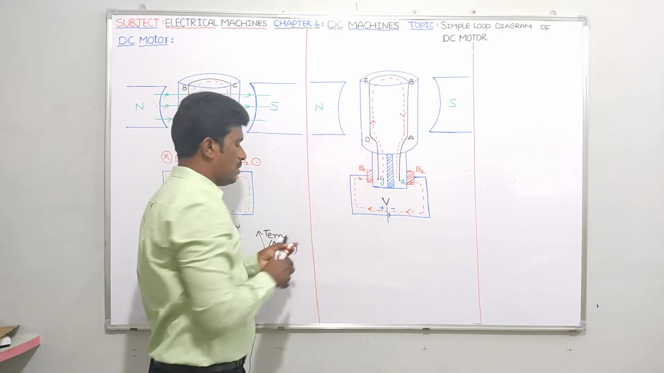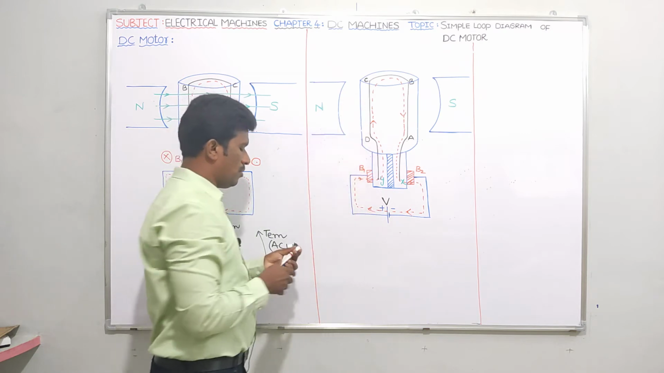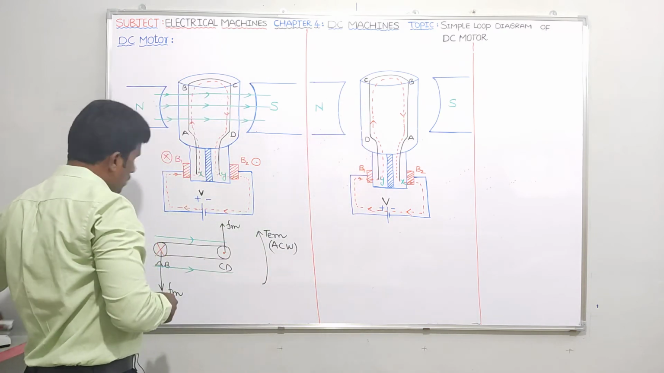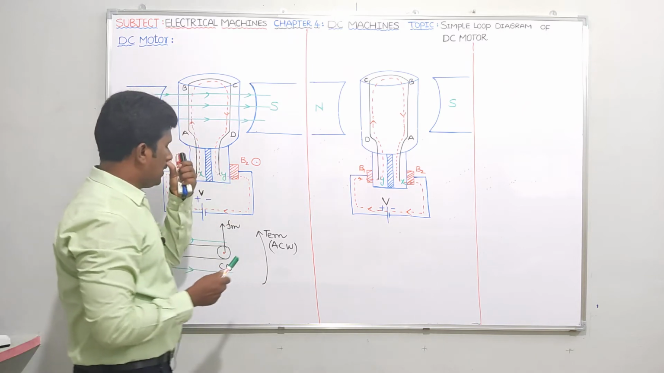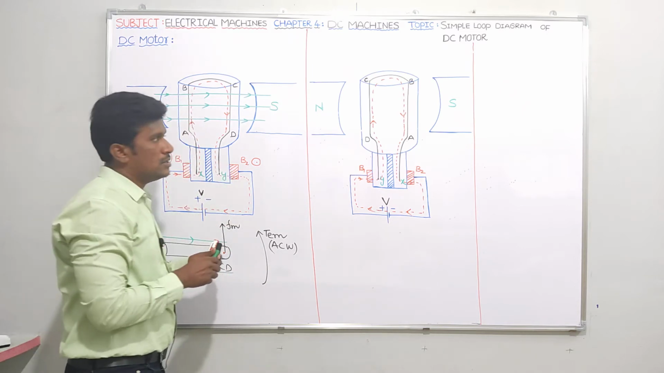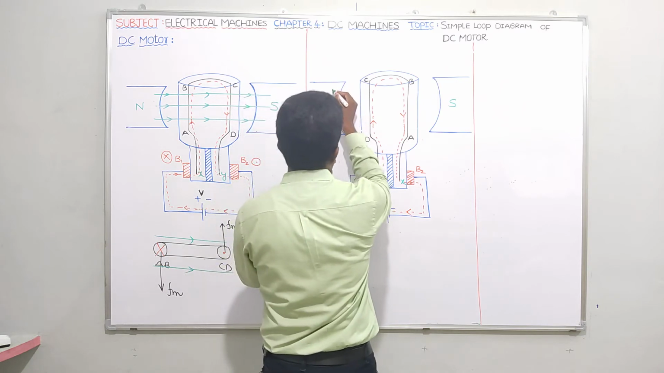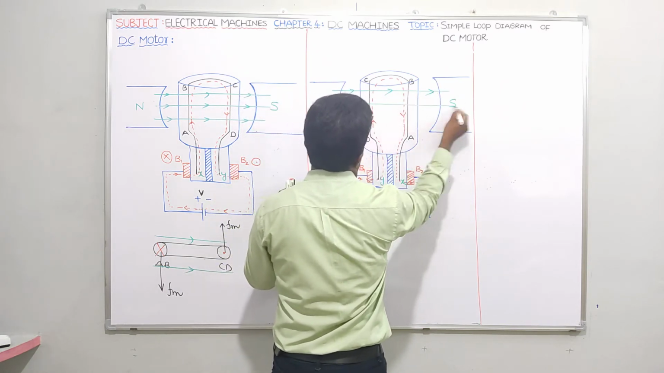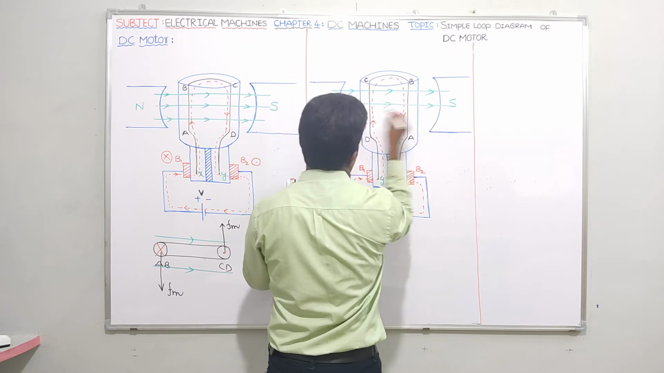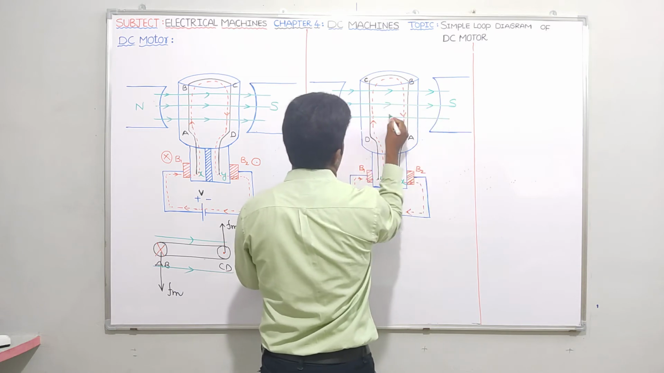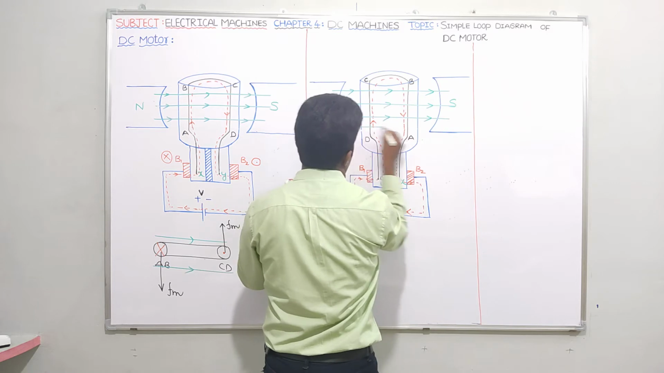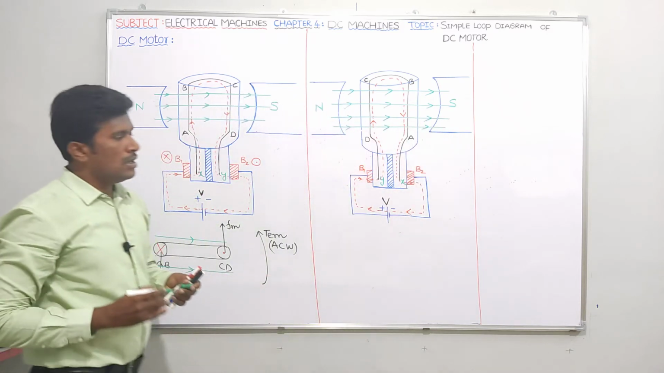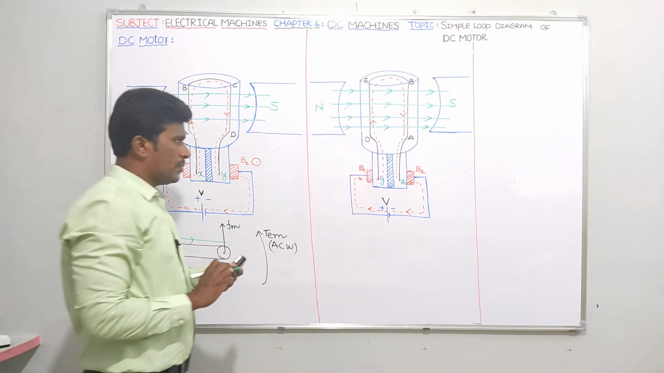Before showing these current arrow marks, you should draw the direction of flux lines also. I told you, always DC excitation is given to the field winding, so flux lines always go from the north pole surface and reach the south pole surface like this. From the north pole surface, flux lines will go to the south pole surface. Is it clear?